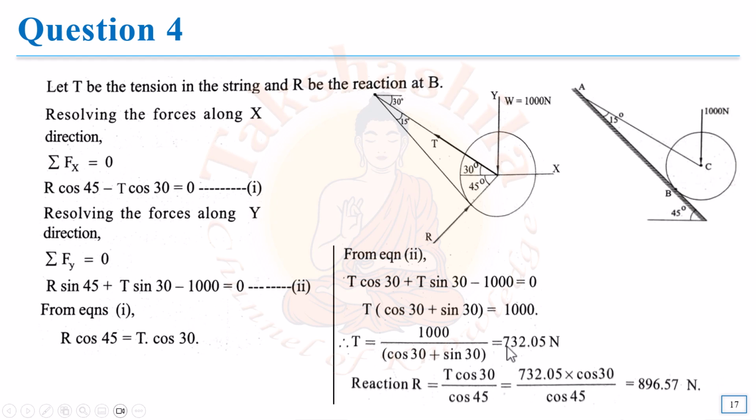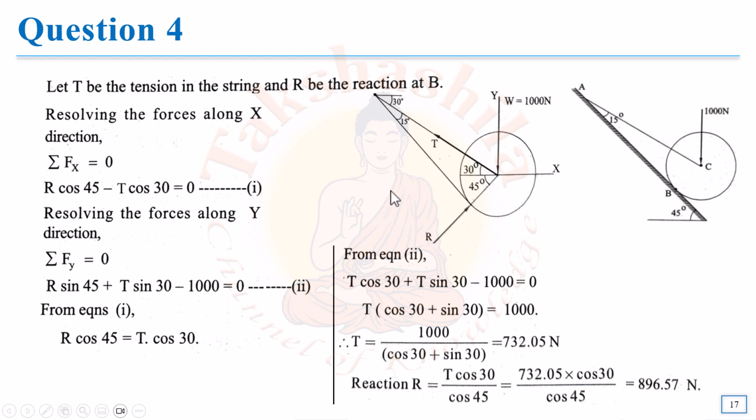Once you get the value of tension, which was the first part of the question, we also have to calculate the value of reaction. How will you do that? Once you have the value of T, you can go to this relation. We know that R cos 45 is equal to T times cos 30. You already know the value of T, so why don't we find the value of R from this? Reaction R is equal to T cos 30 divided by cos 45, and we know the value of T is 732.05. Substitute it here, then the remaining is cos 30 divided by cos 45. If you simplify this, you can see the value of reaction is around 896.57 newtons.